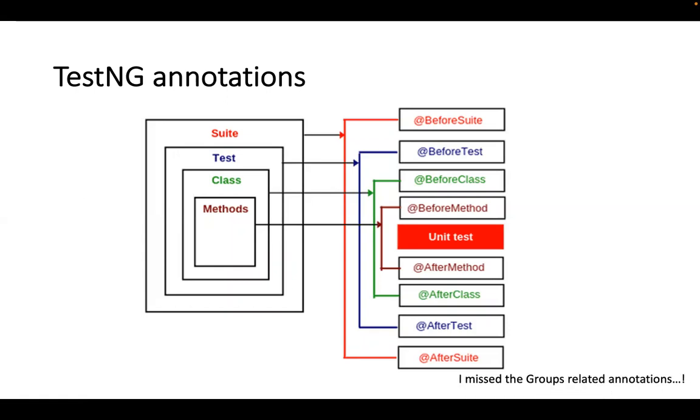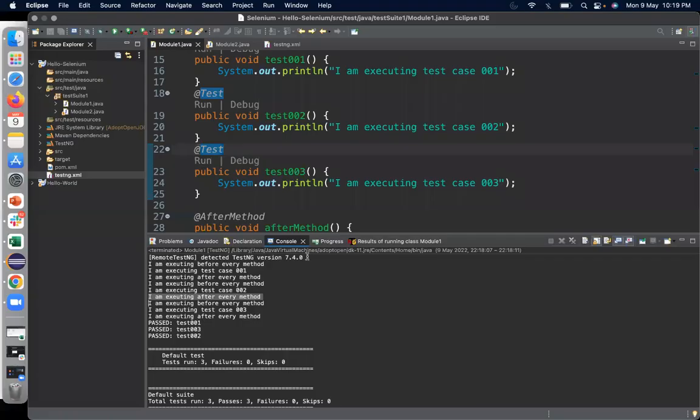Similarly, there is one more annotation I missed here, which is called groups. TestNG allows me to create groups of test cases and execute the specific groups as well. We are already splitting by class, which we call a module, and we have a suite with multiple classes. So sometimes if you want a group of cases from multiple modules or multiple packages, we can have the groups option as well. So please explore this. When we have the groups mentioned in the test case, we will have this annotation working.